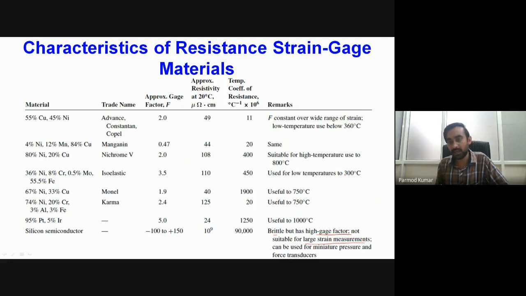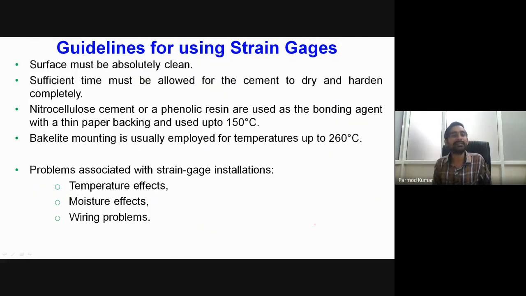So when we use semiconductor type devices, they are required when we have to go for high sensitivity, meaning we need a large change of resistance value for a small change in the strain. So these are the different applications for different materials which are commercially available for measuring the strain. Then there are certain guidelines for using the strain gauges, related to what we basically do while we measure the strain.